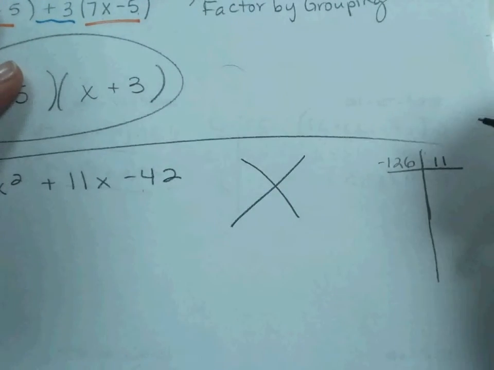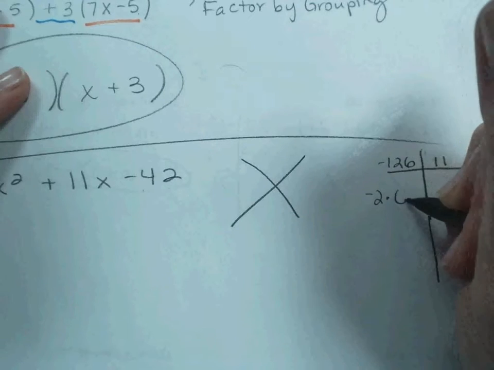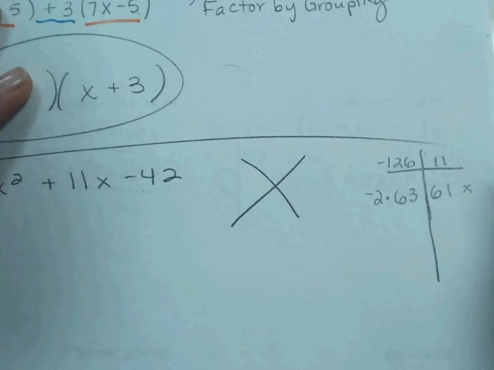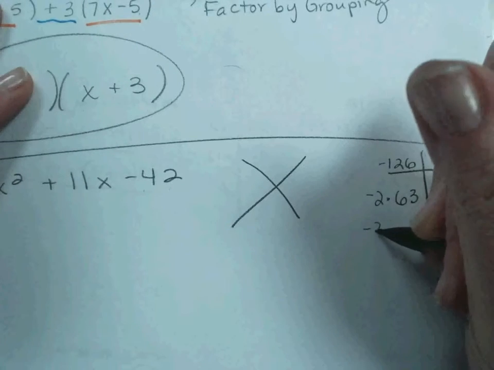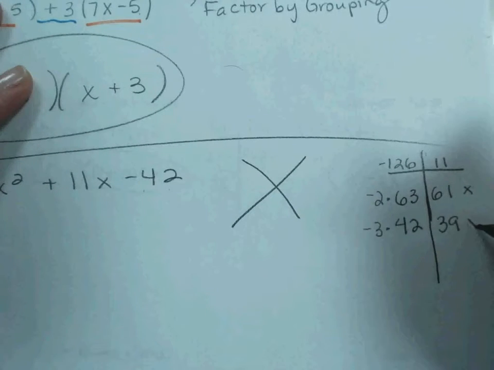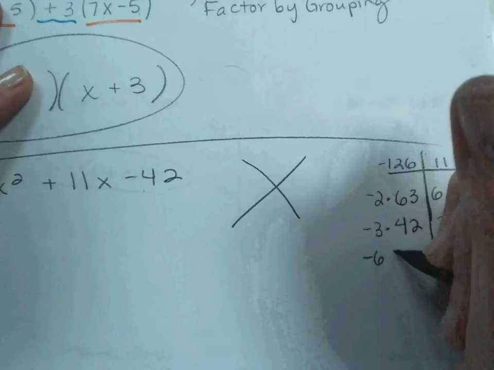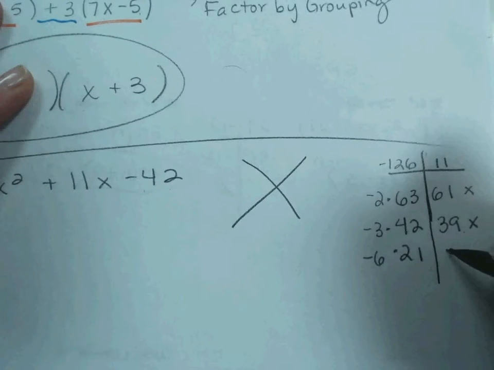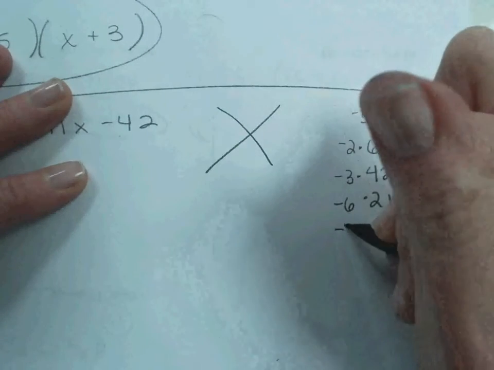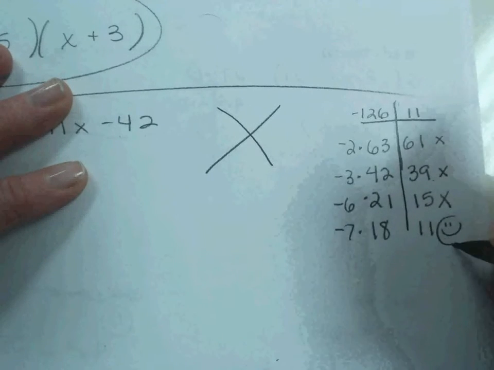When you're not sure, start where you know. This is even, so I'm going to start by dividing it by 2. So negative 2 times 63, that's going to be 61. Pretty far away. I could bump up and try 3. Negative 3 times 42, well, that's going to be 39. That's not it. But we're getting way closer. 4 doesn't work, 5 doesn't work, but 6 works. Negative 6 times 21. That adds up to 15. Really close. 7. Negative 7 times 18. There we go. That's it.